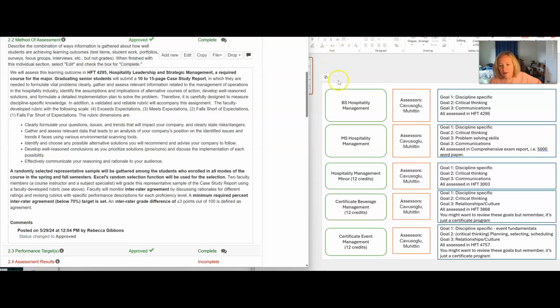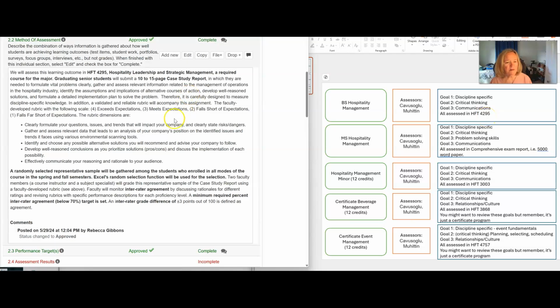So I looked at all your programs, and you've got 5 different programs that you're responsible for here. And Mouton is the evaluator or the assessor for all of them. Okay, so he's doing everything. I'm not sure how that works. Maybe he's an admin person, but he's on there as responsible. And all of them are done within one course. So like the BS for Hospitality Management, he has 3 goals, and this is typical for the college. Okay, everybody has these: discipline-specific something, critical thinking, and communications, and everything is assessed in this course.